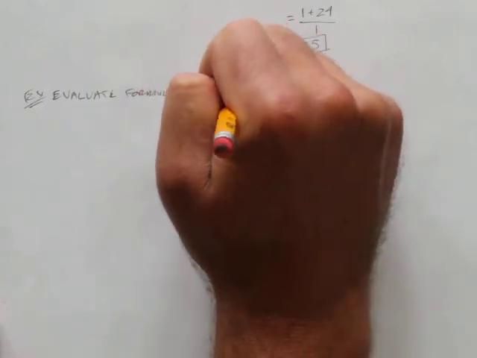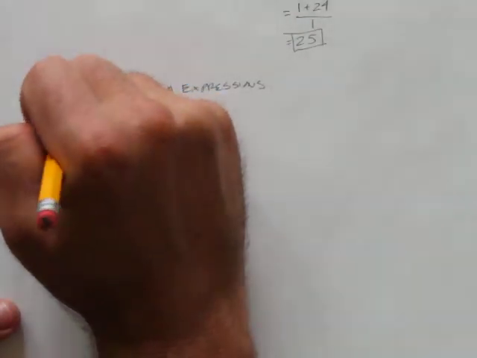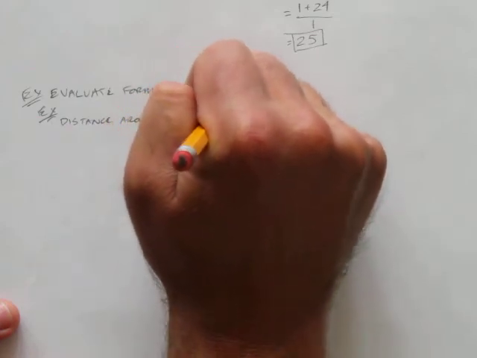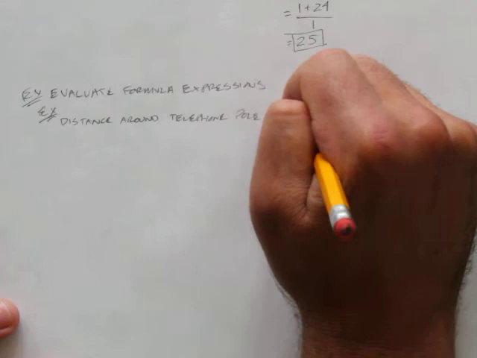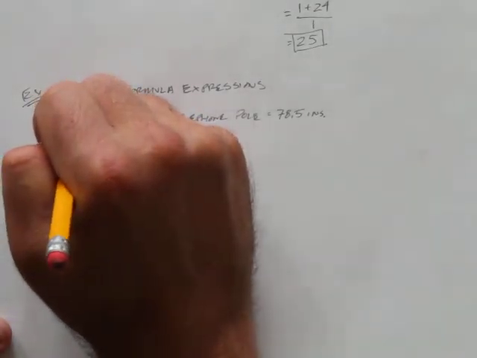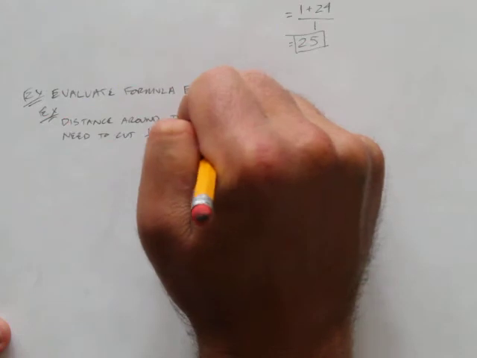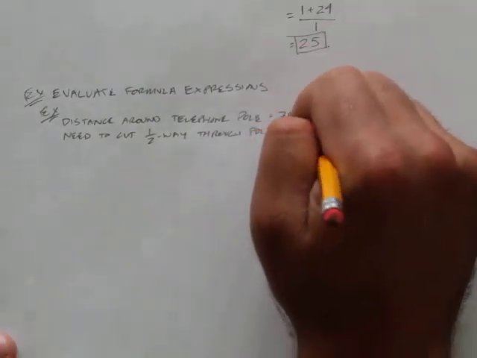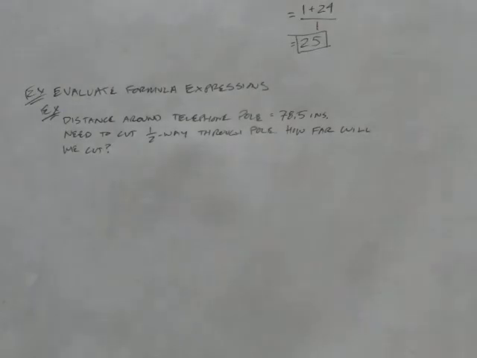Expressions. Evaluate formula expressions. So here's an example. I've got a telephone pole. The distance around the telephone pole is 78.5 inches. A construction worker needs to cut halfway through the pole. How far will he need to cut? Okay, halfway, right? Well, how far is halfway?